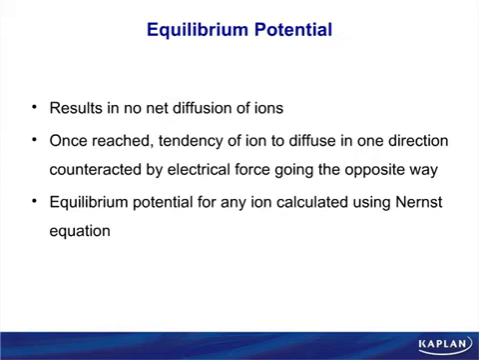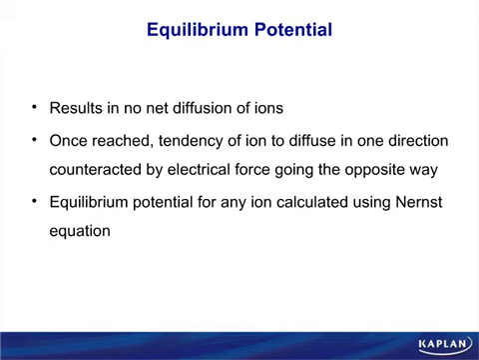Next, very big concept for excitable tissue, and this is really a big one, is something called the equilibrium potential. The equilibrium potential is that membrane potential that results in no net diffusion of an ion or ions. So it's at equilibrium, all right? Equilibrium. Now, equilibrium does not mean, notice it does not say that it obliterates the concentration gradient.